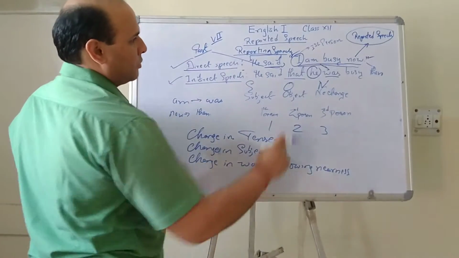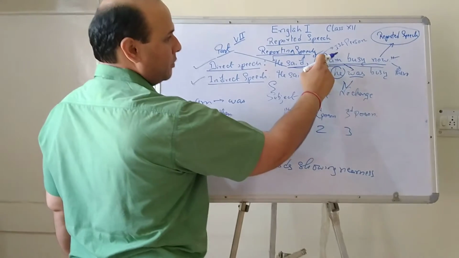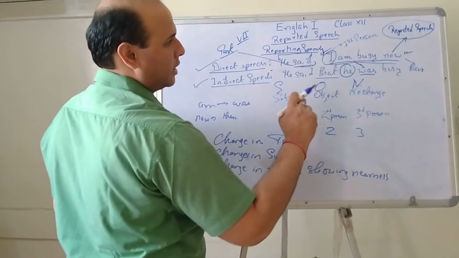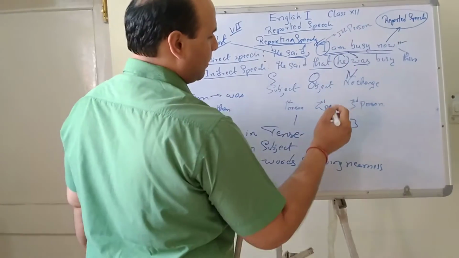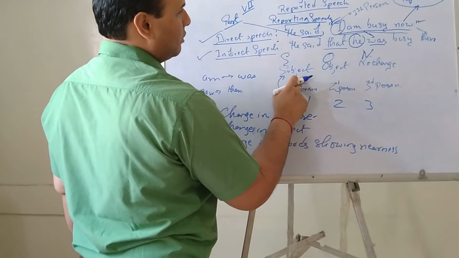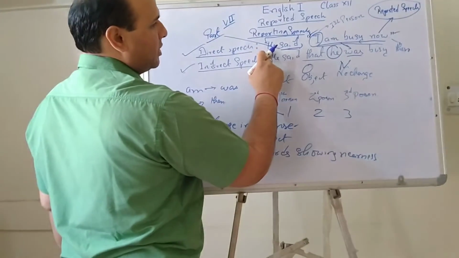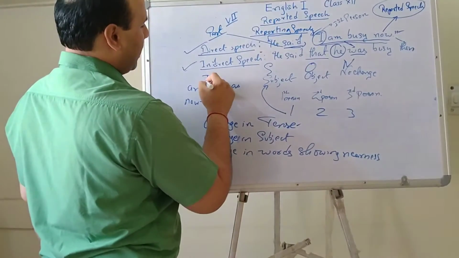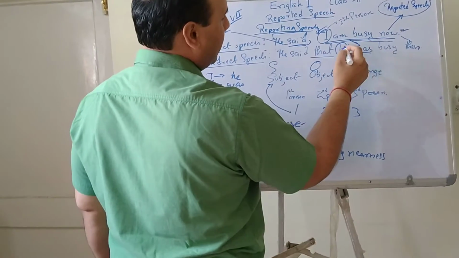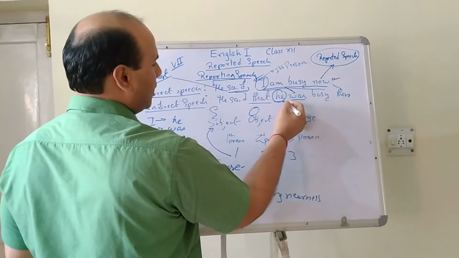Now look at this very carefully, the reported speech. This word, which is the subject of the sentence, is written as a first person. So the first person will change according to the subject of the reporting verb. Here the reporting verb has a subject, he. So I becomes he. That's why I has been replaced by a new pronoun, he.